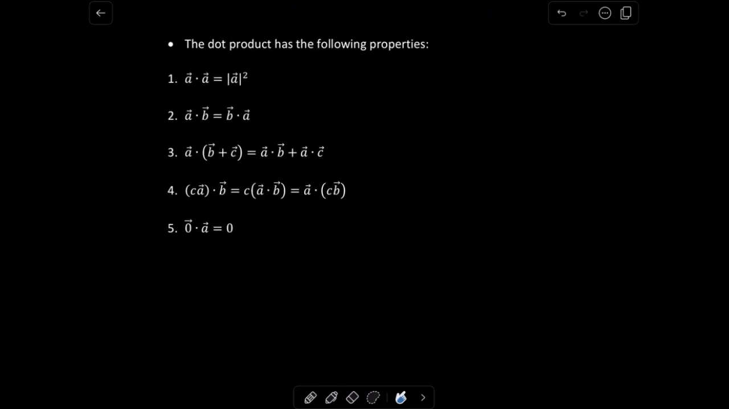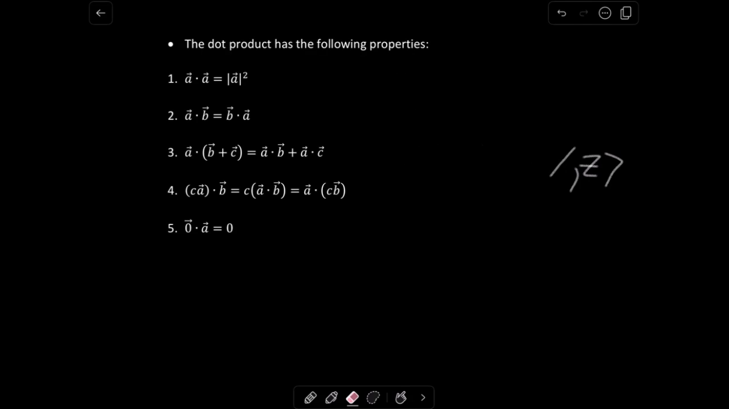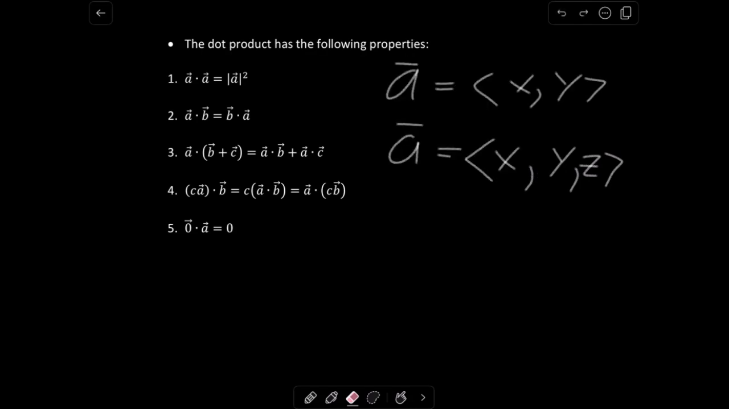So the dot product has the following properties. So if I have some general vector A, and this vector can be either two-dimensional, so it can have an X and Y component, or it can be three-dimensional, so it can have an X, Y, and Z component, right? So two-dimensional, three-dimensional, these properties are still going to hold. Let's go through it. Let's just work in 2 dimensions because it's simpler to explain. Okay, it also extends to 3 dimensions.